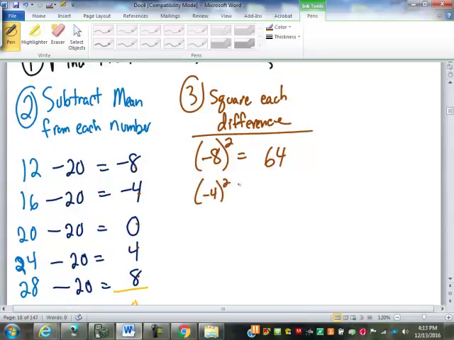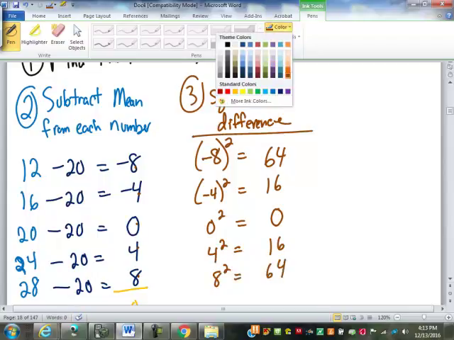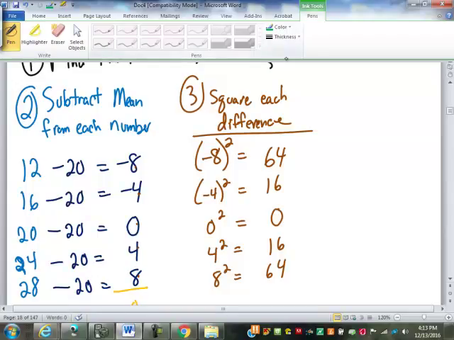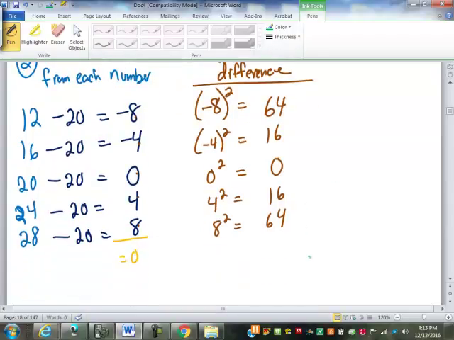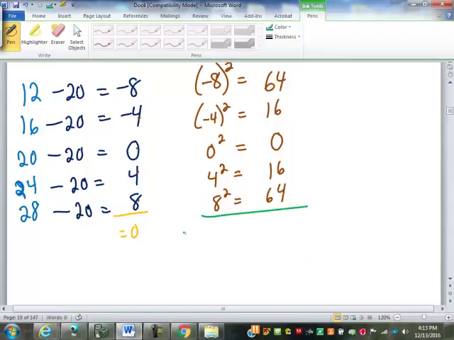So negative 4 squared is 16. 0 squared? 0. 4 squared? 16. And 8 squared is 64. So that's step 3. Those should all be positive. Step 4 is to sum those up, to total those up. If we add all those, we get 160 total.